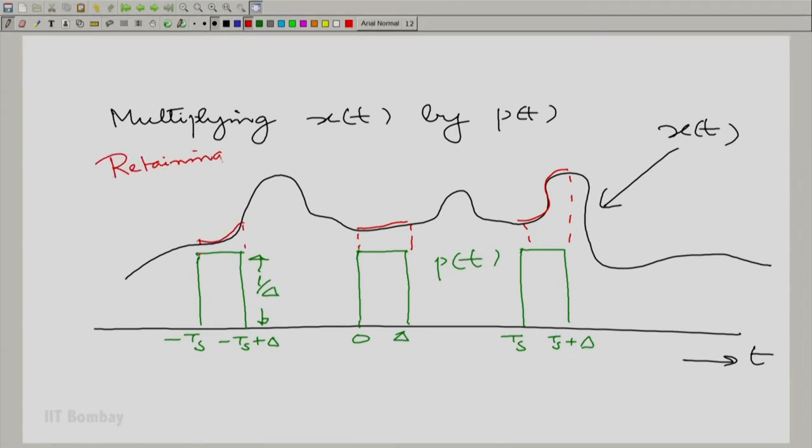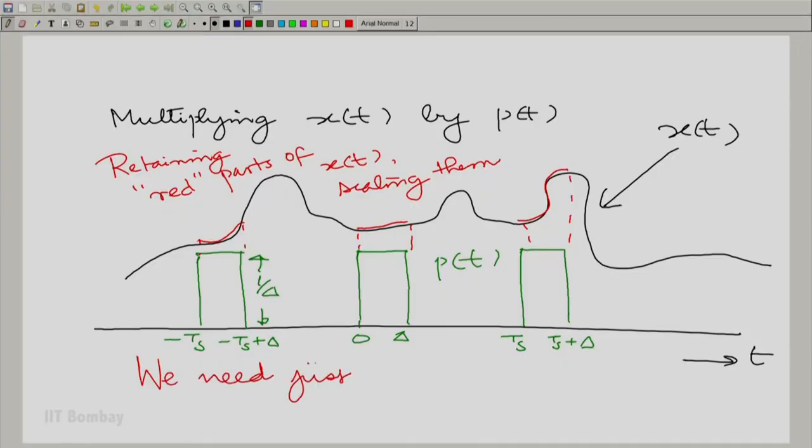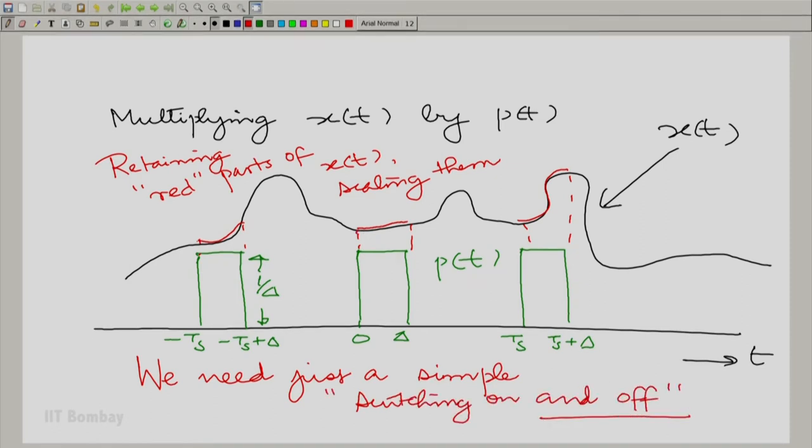It really means retaining parts of xt and scaling them appropriately. And how do you retain some part of a signal? What is the hardware mechanism to retain some part of a signal and remove the rest, and of course, scale it? Scaling can be done by the input-output mechanism of retention and removal. Retention and removal is essentially switching. So, we need just a simple switching device: switch on for this interval and off for this interval. So simple. And that repeats in every period.